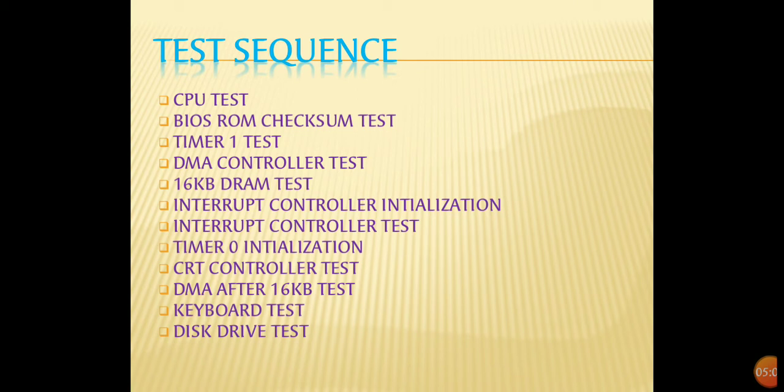These are the 12 tests: CPU test, BIOS ROM checksum test, timer 1 test, DMA controller test, 16 KB DRAM test, interrupt controller initialization test, interrupt controller test, timer 0 initialization, CRT controller test, DRAM test after 16 KB, keyboard test, and disk drive test. These 12 test sequences are performed in the POST sequence. If any fault is found, it displays the error message by audio codes and error codes on the display screen.